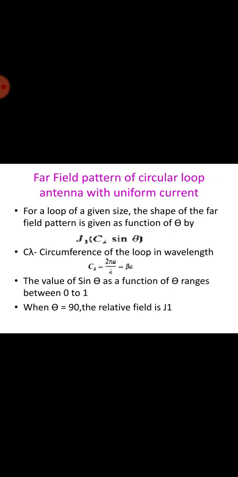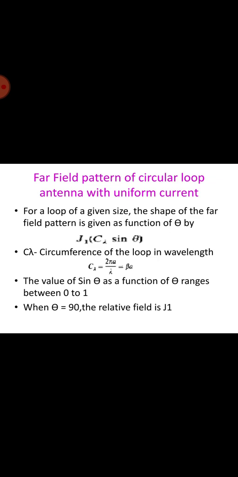The value of sin theta as a function of theta ranges in magnitude between 0 and unity. That is, when theta is equal to 90, the relative field is J1 of C lambda, and as theta decreases to 0, the values of the relative field vary in accordance with the J1 curve from J1 of C lambda to 0. This is shown in this figure that you can see.